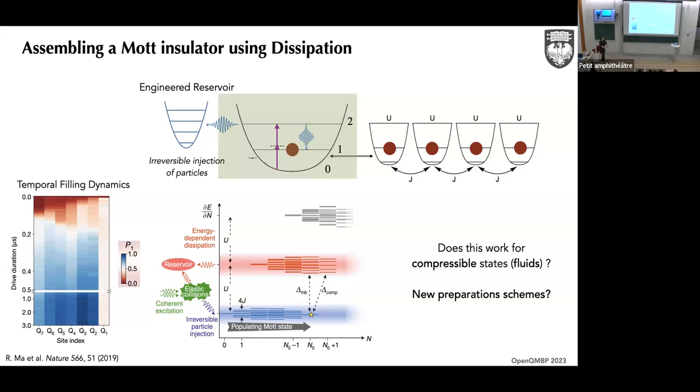If I have an attractive U, and I keep increasing the number of particles, then it will climb and it will just go down.